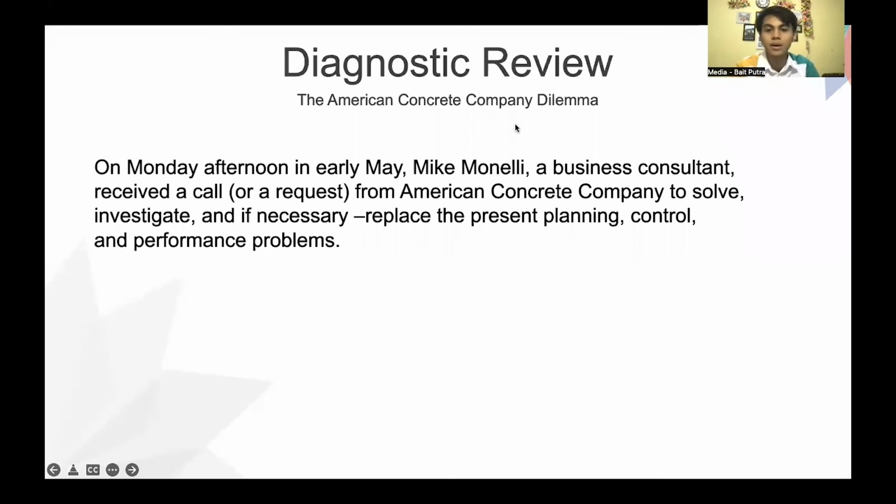Okay, so now we are going to talk about a case. It's pretty much the same as the other class, isn't it? We're going to talk about a case of American Concrete dilemma. It is pretty straightforward, and it will explain how we shape our control and our system to make the behavior of our company happy.